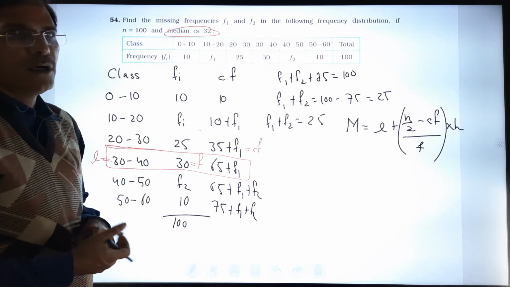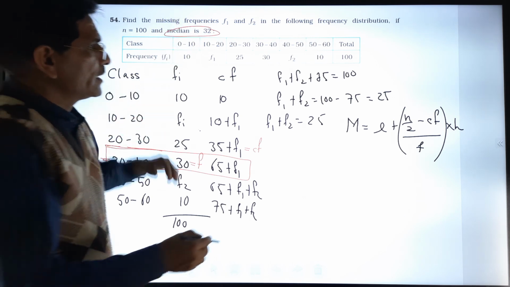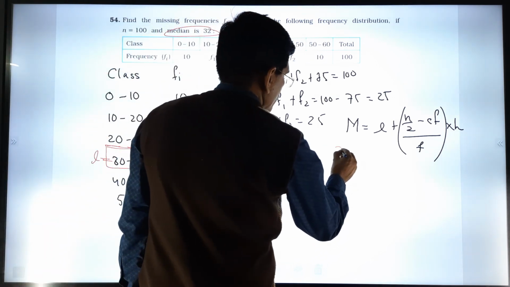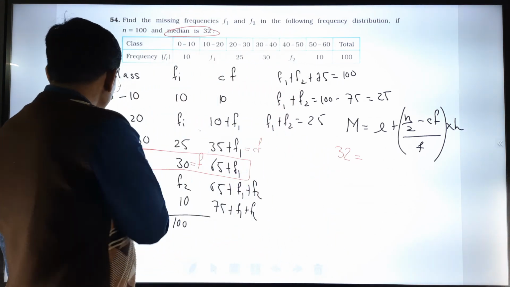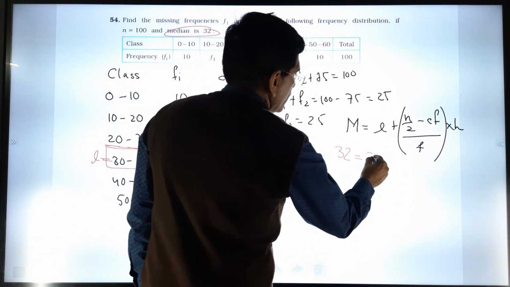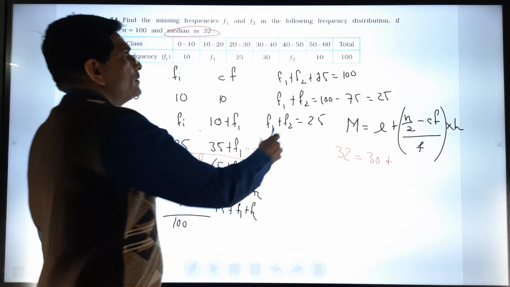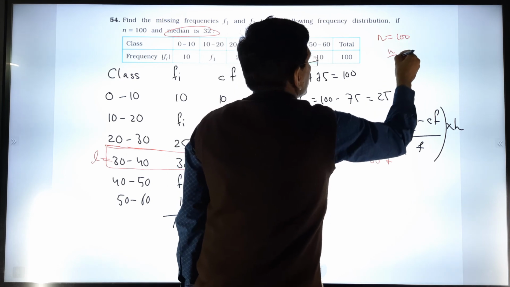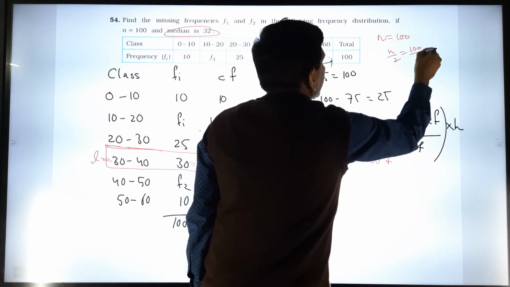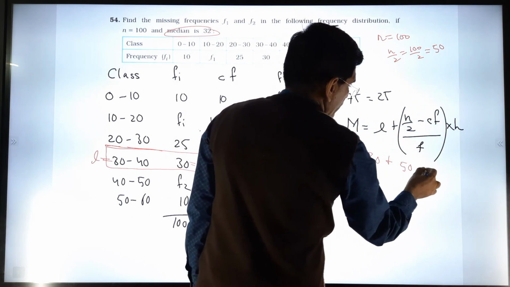Now I have to put in the values. The value of M is given as 32. So 32. Now what is the value of L? That is 30. N by 2: N is equal to 100, so N by 2 is 100 by 2, that is 50. So 50.